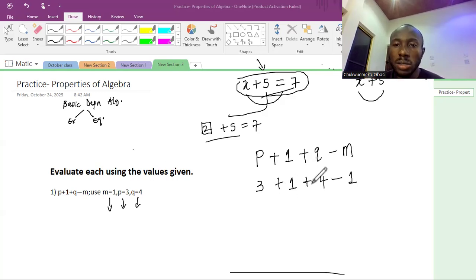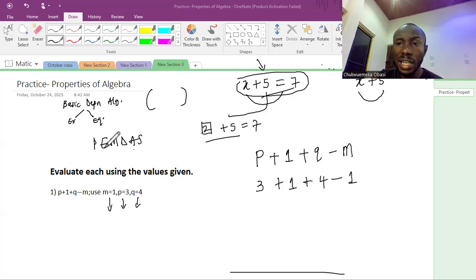So how do you now start out with this simplification or the evaluation? You should remember PEMDAS. This will help you a lot when you want to simplify algebraic problems or even arithmetics. The P here represents parentheses. You start out with the 1 in the parentheses.